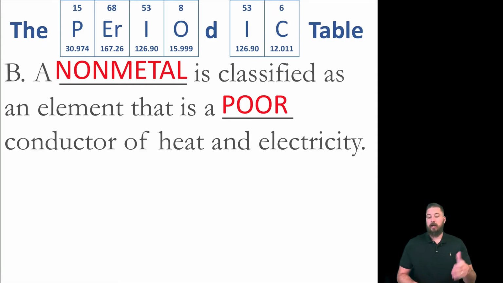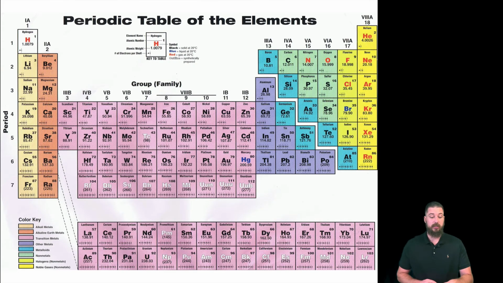And nonmetals are classified as elements that are poor conductors of heat and electricity, so they don't conduct heat or electricity that well. Again, the staircase there, everything to the left of the staircase is a metal. Everything to the right is a nonmetal. And we're going to learn a little bit that those teal ones are actually metalloids.